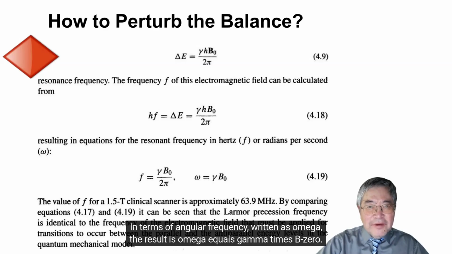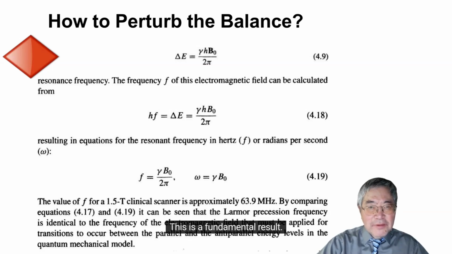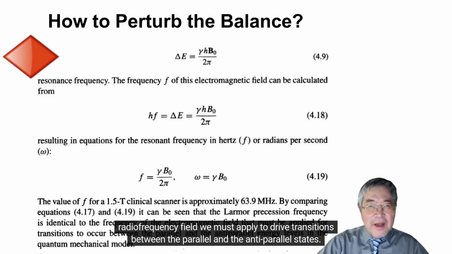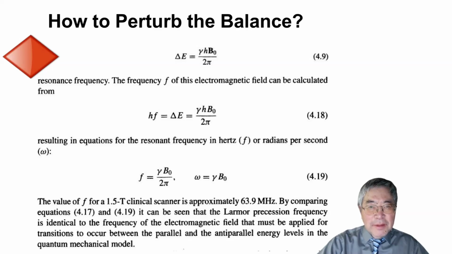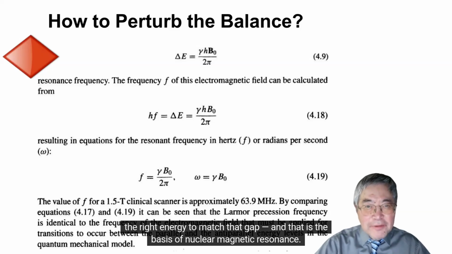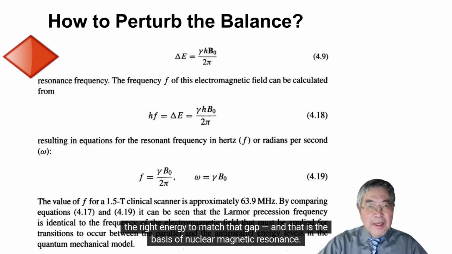In terms of angular frequency, written as omega, the result is omega equals gamma times B0. This is a fundamental result. It tells us that the Larmor precession frequency of the proton is identical to the frequency of the radio frequency field we must apply to drive transitions between the parallel and the anti-parallel states. So, from the quantum mechanical point of view, resonance occurs when the radio frequency wave carries exactly the right energy to match that gap, and that is the basis of nuclear magnetic resonance.